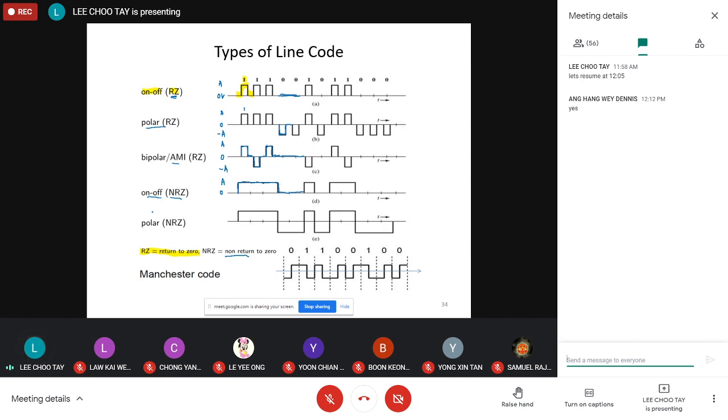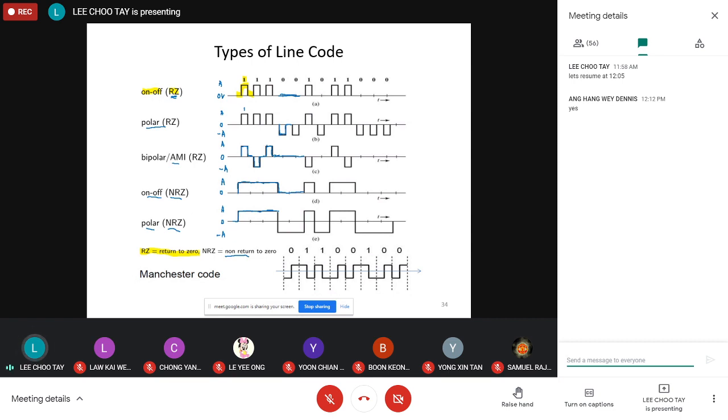And then the fifth type here is polar non-return to zero. Polar non-return to zero is the same as polar return to zero, except that the pulse does not return to zero. To transmit a one, we transmit with a positive pulse that lasts for the entire duration of the bit. That's what non-return to zero means here. The second one again lasts for the entire duration of the bit. The third one lasts for the entire duration of the bit.